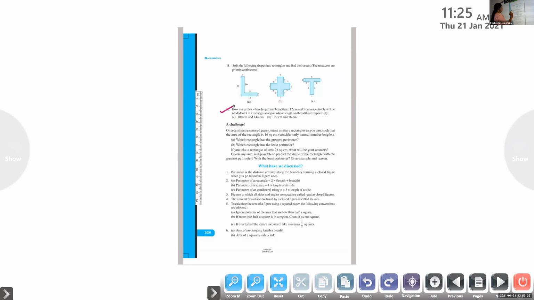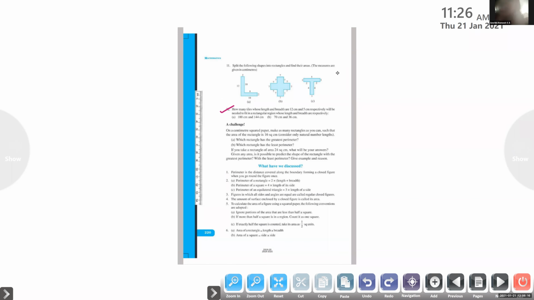Now children, this last question. How many tiles whose length and breadth are 12 centimeters and 5 centimeters respectively will be needed to fit in a rectangular garden whose length and breadth are respectively? Ma'am, we have to write that. How will you find the number of tiles, children?